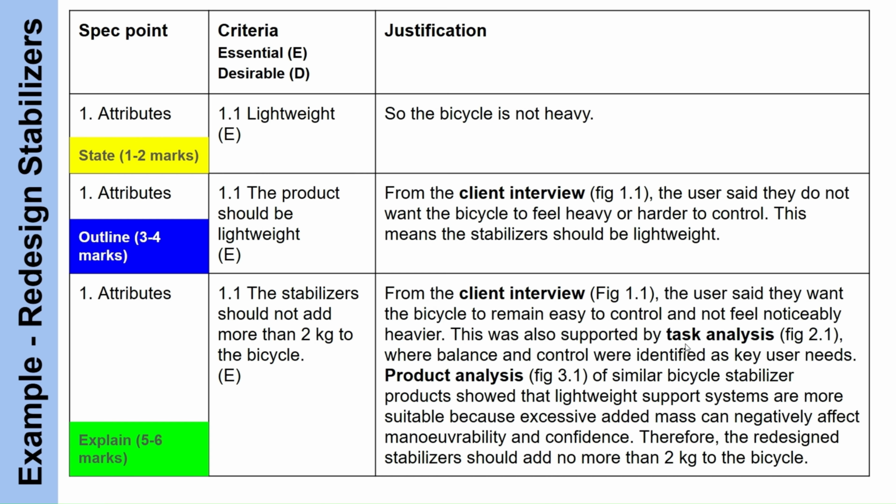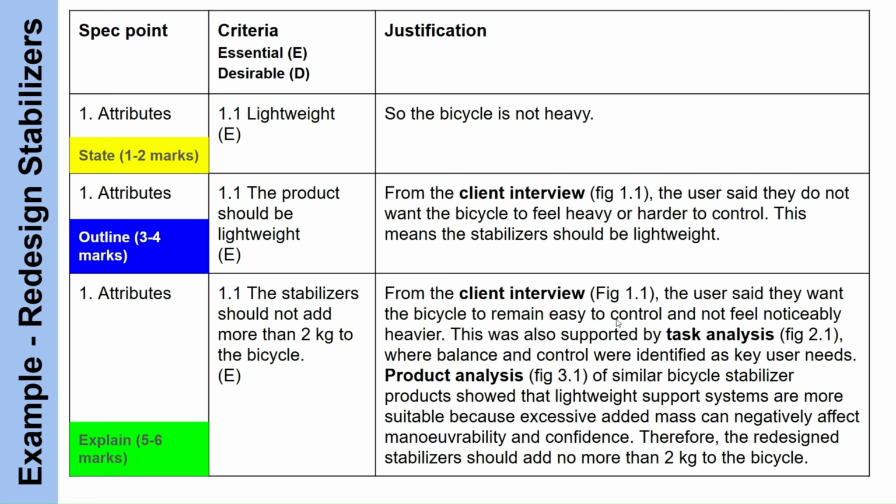This was also supported by the task analysis, figure 2.1, where balance and control were identified as the key user needs. Product analysis, figure 3.1, of similar bicycle stabilizer products showed that lightweight support systems are more suitable because excessive added mass can negatively affect maneuverability and confidence. Therefore, the redesigned stabilizers should add no more than 2 kg.